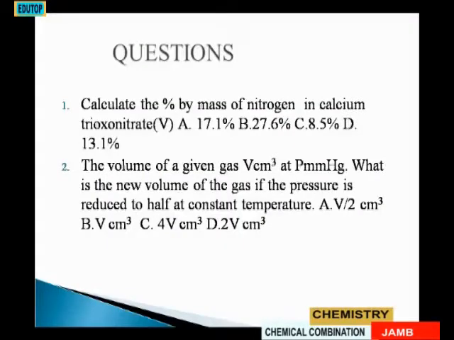So in the options here, I have A, 17.15, B, 27.6, C, 8.15, then D, 13.1%. So which one will definitely correlate to this?